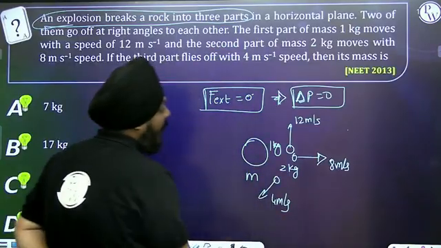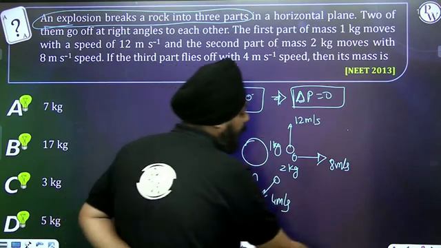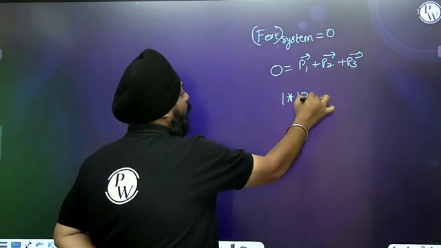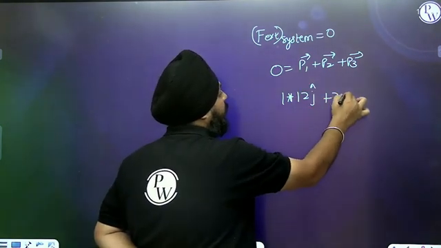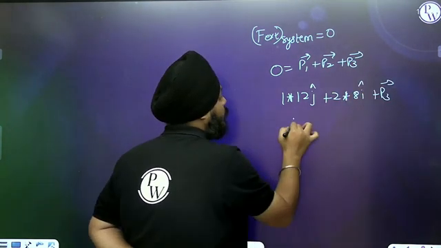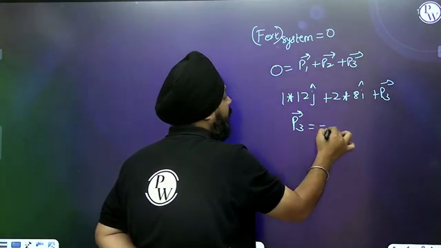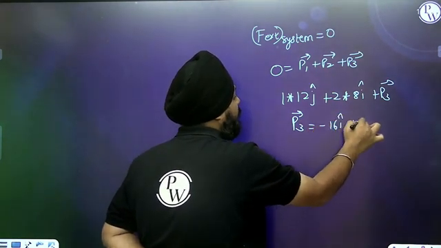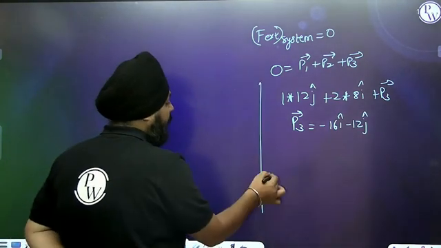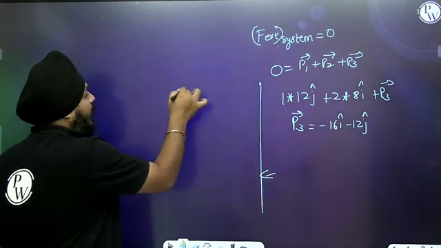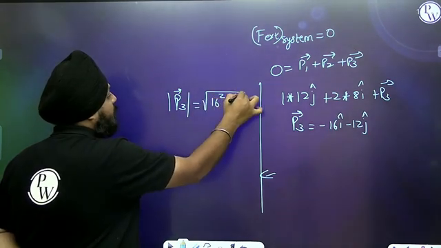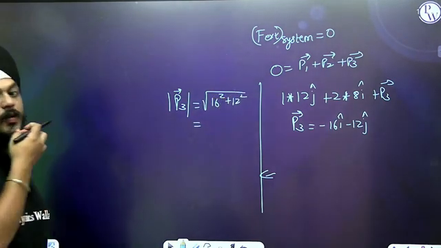Now, mass of 1 kg. They both are moving perpendicular with respect to each other. So can I say particle 1 is moving with 12 j, right? Particle 2 is moving with 8 i, plus P3. So P3, you are going to get as negative of 16 i minus 12 j. If we are talking about P3 in terms of the magnitude, then we are having 16 square plus 12 square.